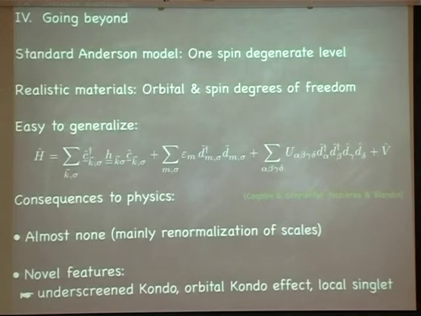As I said, 2.5 hours, I think it's okay. So, standard analysis model, one spin-degenerate level. The realistic models have orbital and spin degrees of freedom. Antoine told you, there are 5 or 7 in D or F electrons. So there's not just one, and it's easy to generalize.